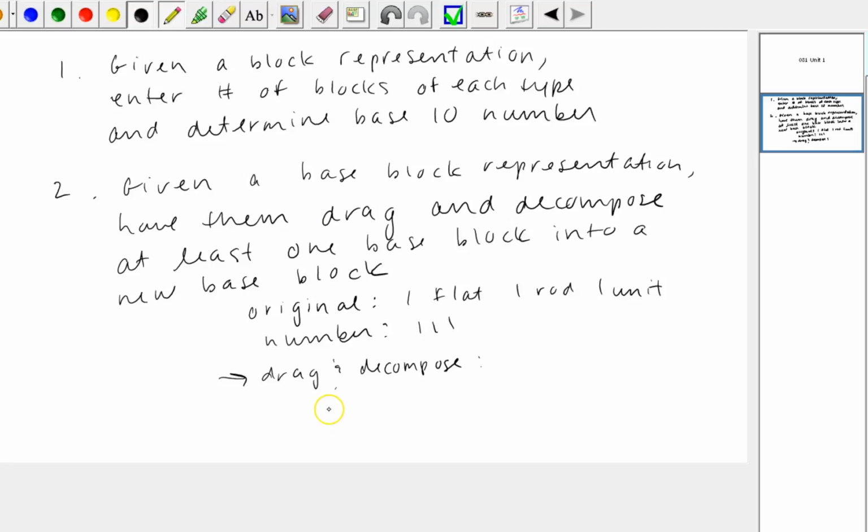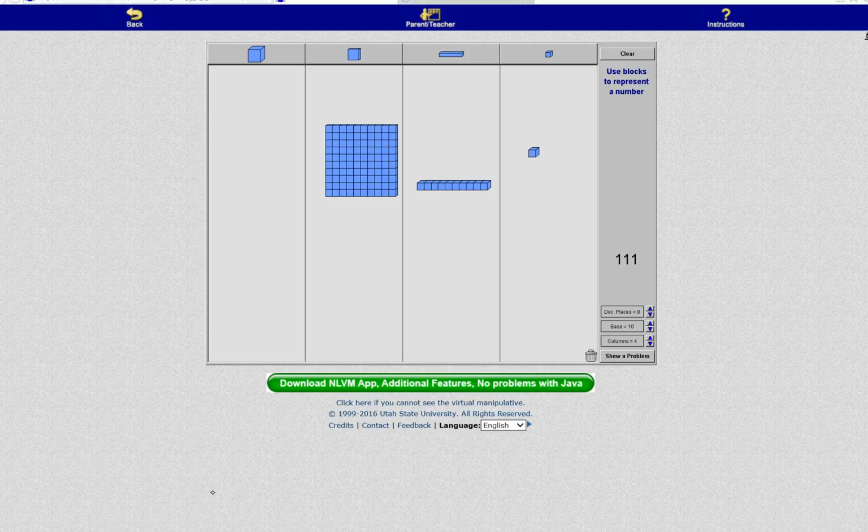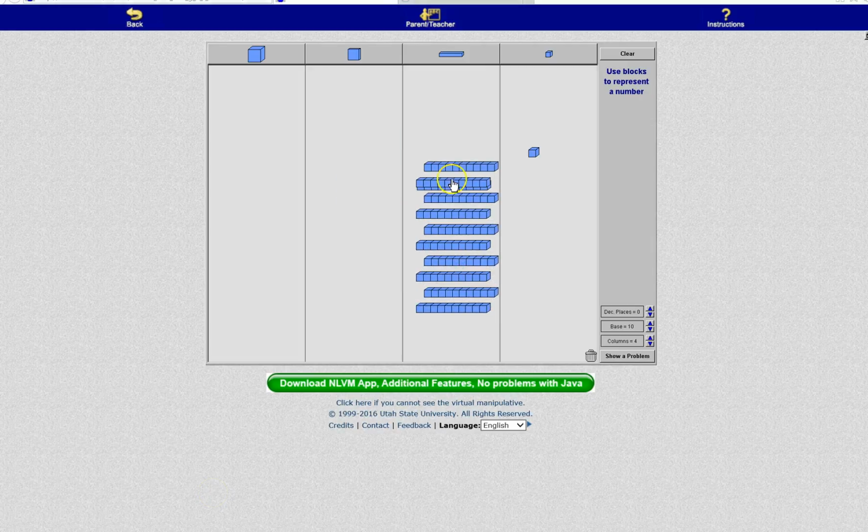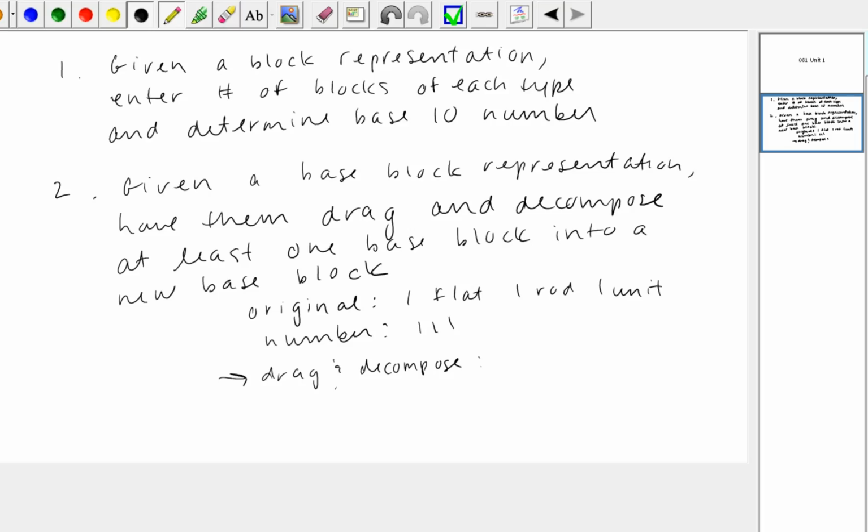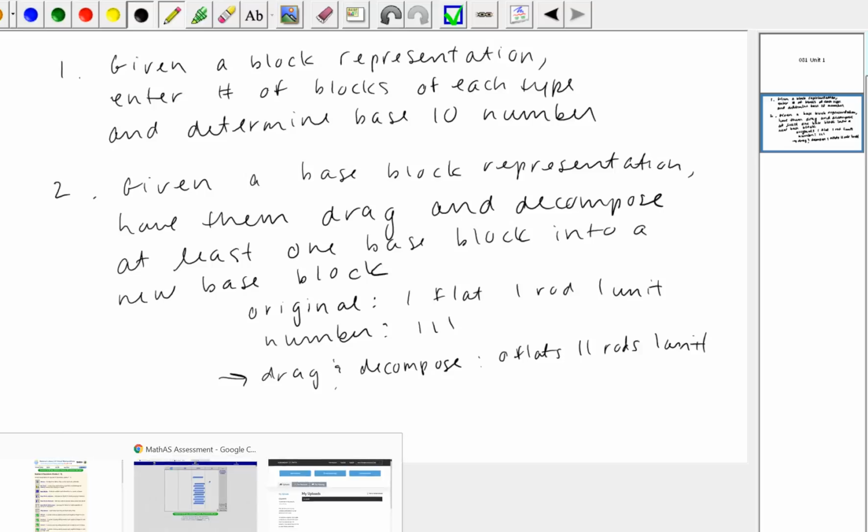And then they'll write, so here for example, maybe they drag this. Now we could say that this is 11 tens and 1 one. So we'd say 0 flats, 11 rods, and 1 unit is another way to represent this, the original number. Okay. And again, I'm flexible on this. Again, I'm thinking out loud.